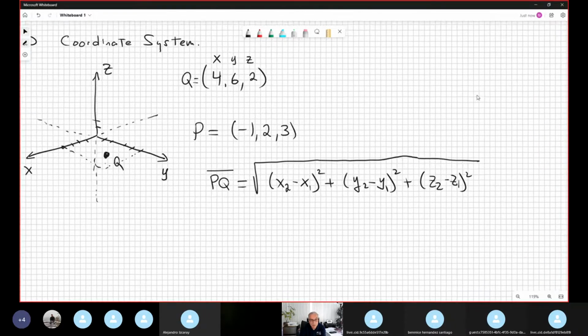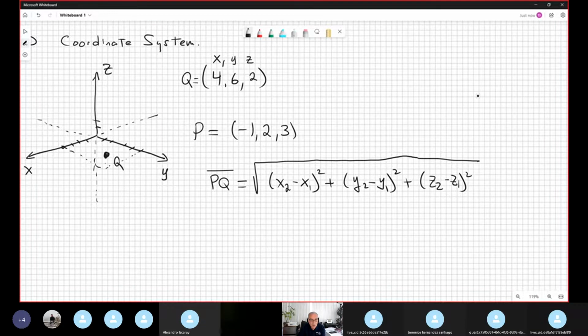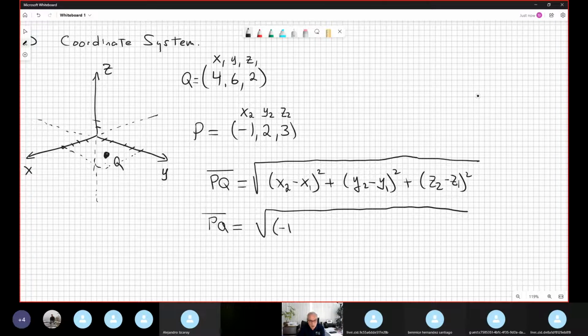Okay, so now basically suppose I declare this component as x1, y1, z1, or x2, y2, z2, it doesn't matter what you call it. This is component 2. And now you plug it in. The PQ segment distance is a big square root, and you're subtracting negative 1 and positive 4. Let me do it step by step. Negative 1 minus 4, right?